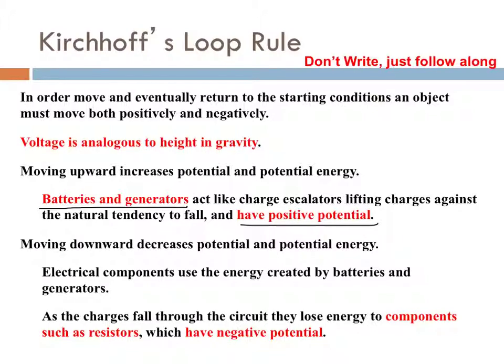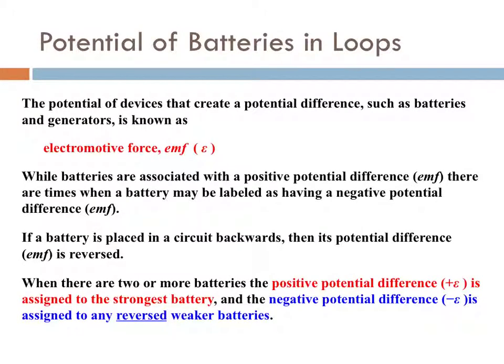So electrical components use that energy created by the batteries and generators. As the charges fall through the circuit, they lose energy to components such as resistors, which have negative potential. Again, we'll see all of this in circuit form. So remember in our last video, we saw that EMF is going to represent the electromotive force. This is also known as the potential of devices that create a potential difference, such as batteries and generators. Now, for the most part, batteries are going to have a positive potential difference, but there are times when the battery may be labeled as having a negative potential difference.